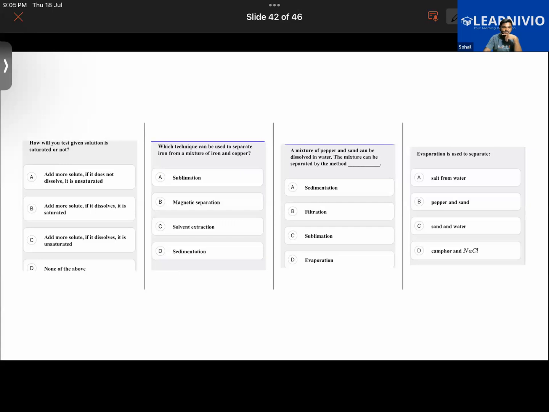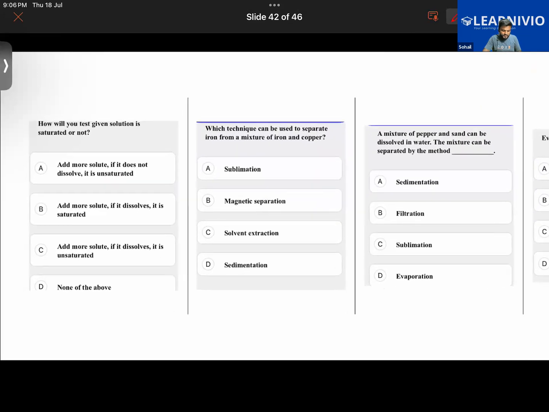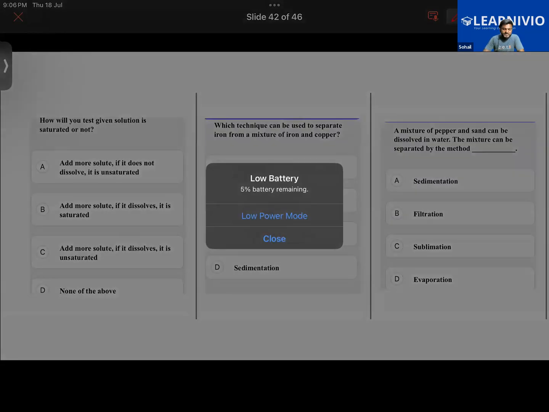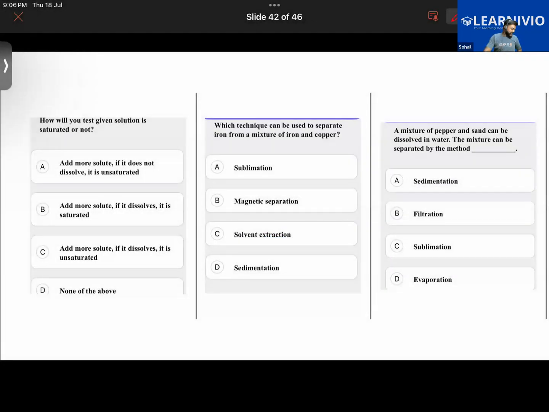Okay, hope my screen is properly visible. Yes, sir. The given questions that you see over here, let me zoom it out. So the first question is: how will you test whether a given solution is saturated or not? Let me just take my charger. Just 1 minute.